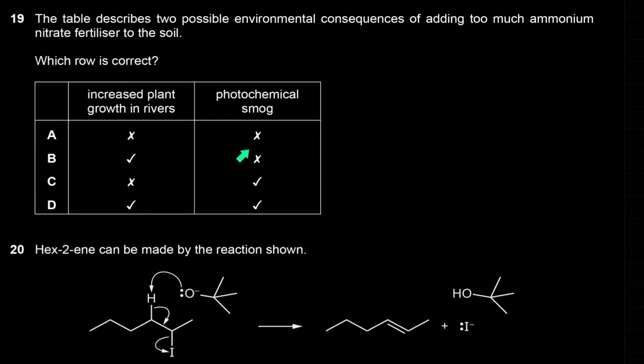Whereas photochemical smog is not a result of nitrates. Photochemical smog is a result of oxides of nitrogen that you get from combustion engines, or from lightning. That's the natural cause for it. But generally speaking, it's from car engines as far as pollution is concerned. So the answer here is B.